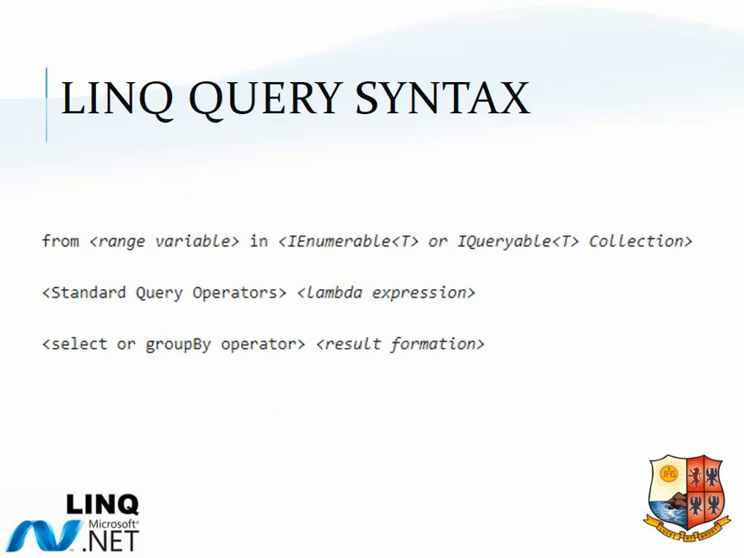What do you mean by enumerable or queryable? Basically, it should be queryable. It should be a collection. Okay, so that is in collection. Then you have to put your query operators, lambda expressions, whatever operations you want to perform on it.